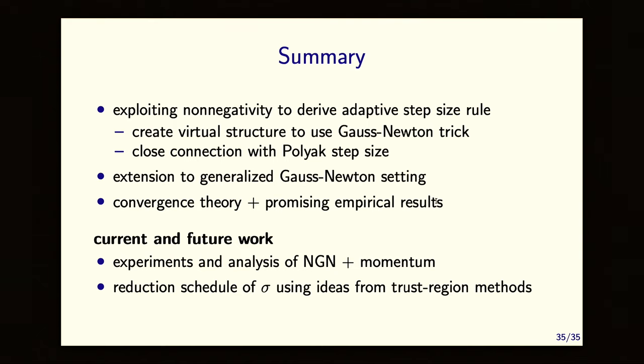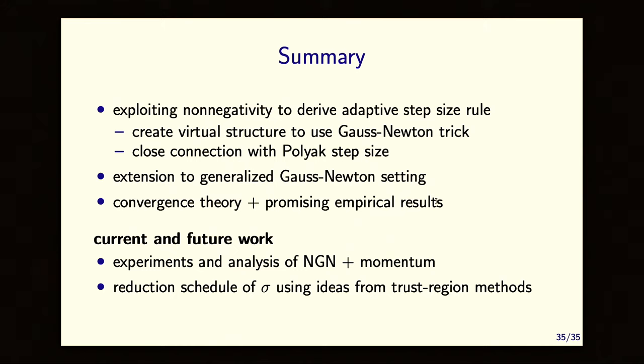Okay, to summarize, basically we started with exploring the non-negativity to derive an adaptive step size rule. It's interesting that this actually creates a virtual structure to use just the Gauss-Newton trick. But surprisingly, it gave us some very interesting adaptive algorithms. It has a close connection to the Polyak step size. We can extend to the generalized Gauss-Newton setting. And we have some convergence theory that, especially in the adaptive stochastic case, we are able to get as good as the SGD convergence rate. As a result, we have some adaptive stochastic step size rules.